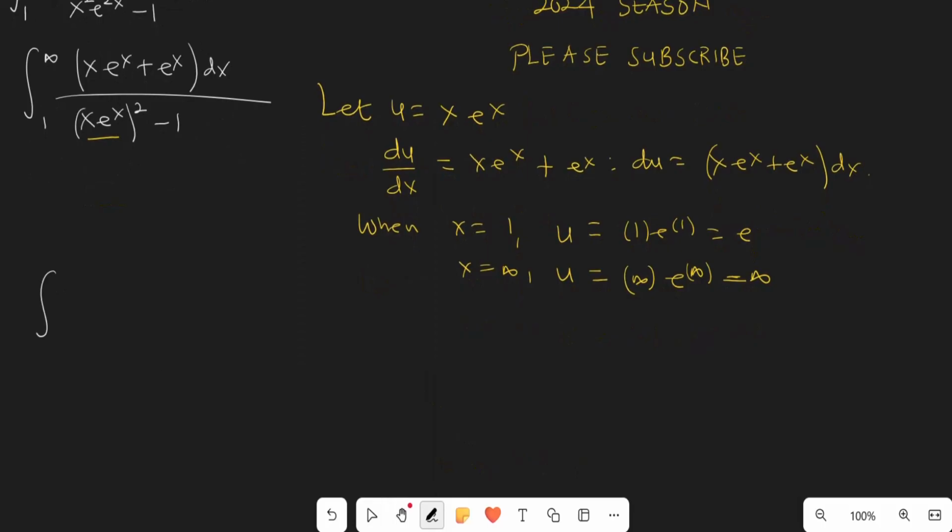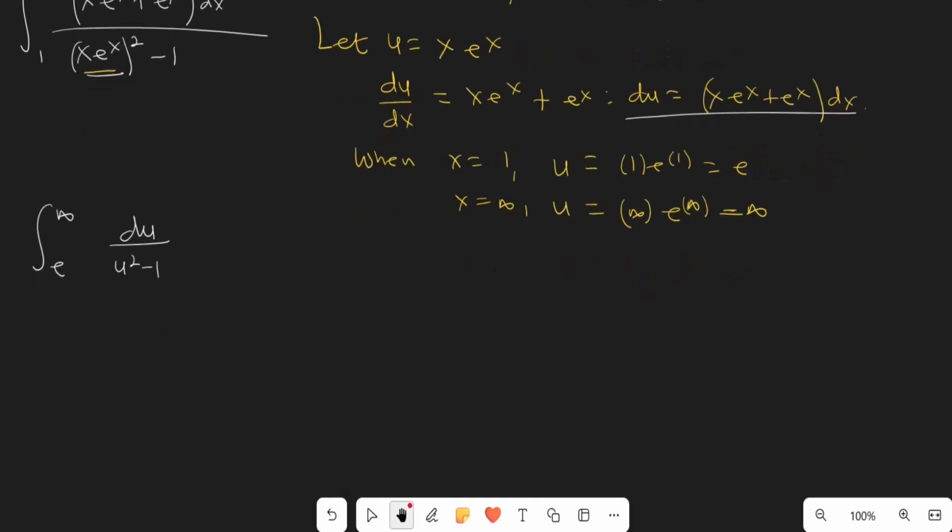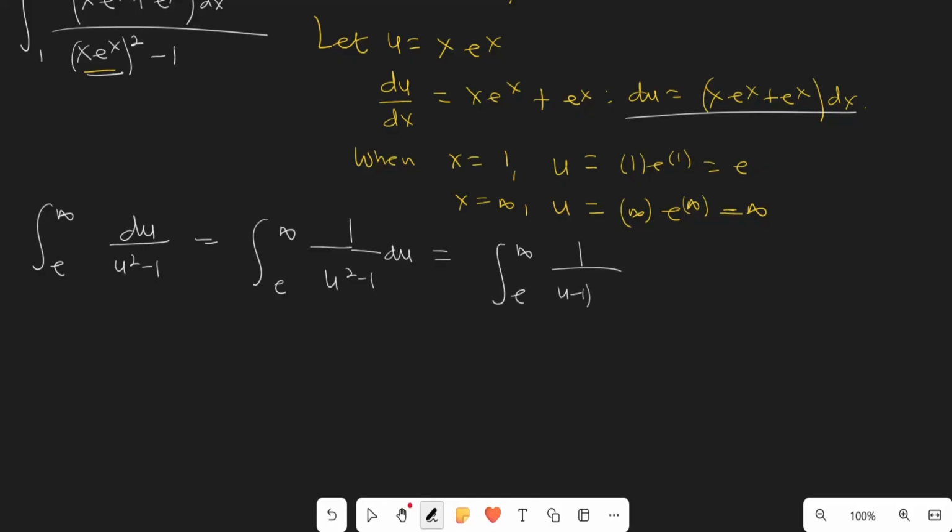So now we have the integral from e to infinity of the whole of this one is du, that is from here. So that is du over this is u, so that is u squared minus 1. So our integral is now the integral from e to infinity of 1 over u squared minus 1 du. And the denominator is a difference of two squares, that is the integral from e to infinity of 1 over u minus 1 times u plus 1 du.